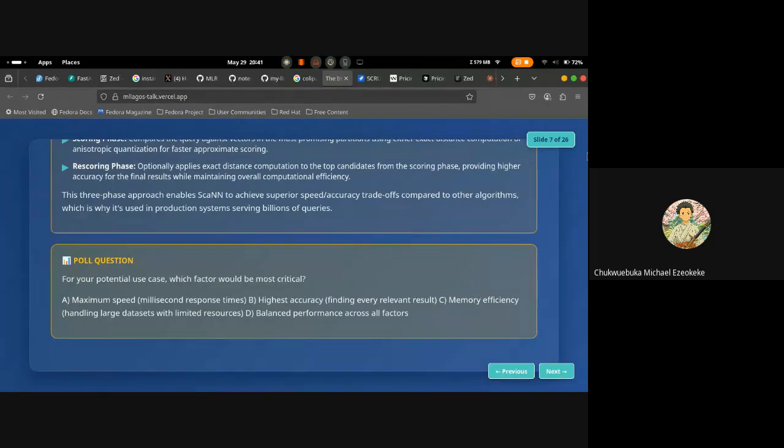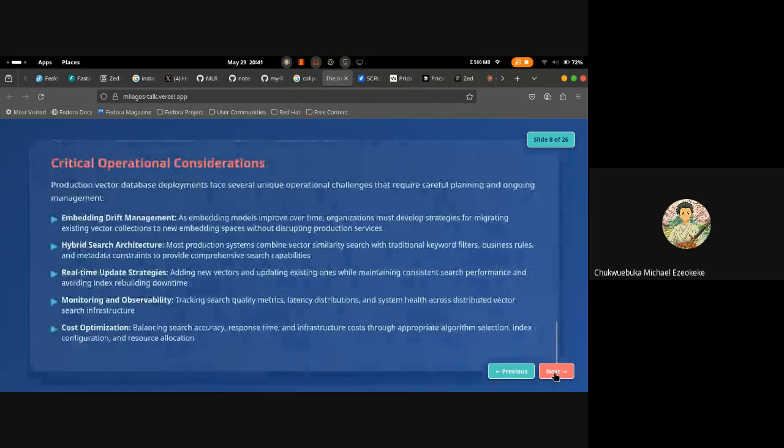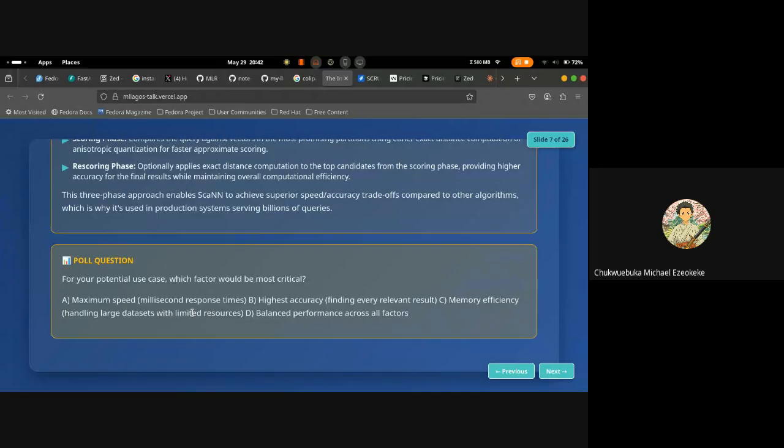Okay, someone said balanced performance across all factors. Yeah, that is important to get good and efficient results. Yes, also depending on the use case. So let's say I work at an agency for big pharma. When you're working with pharmaceutical data, medical data, you need accuracy. Most times you don't consider speed, you consider accuracy to be very important, because if you don't have accurate results, it could be bad for the medical field that you're working in.